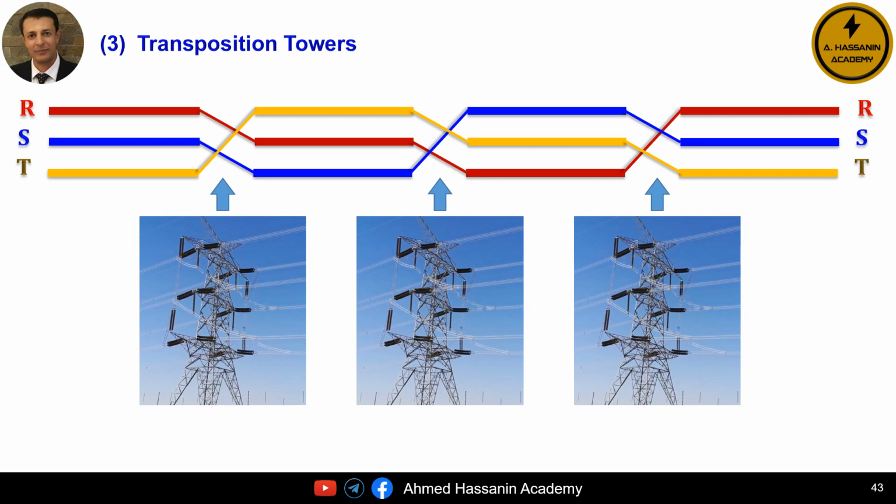It is important to emphasize that the transposition towers must be installed at equal distances along the overhead transmission line. For example, if the overhead transmission line is 150 kilometers long and we are going to use 3 transposition towers, then a transposition tower should be installed every 50 kilometers. And of course, we must emphasize and understand that the transposition tower is, in essence, a tension tower.